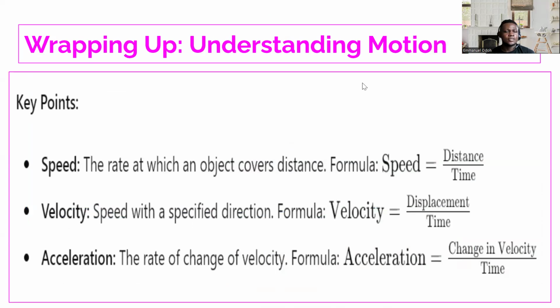So let's wrap up this topic. What are the key points we've learned so far? We've learned that speed is the rate at which an object covers a distance. The formula for speed is distance over time. Velocity is speed with a specified direction. The formula is displacement over time. Acceleration is the rate of change of velocity. So the formula is change in velocity over time.